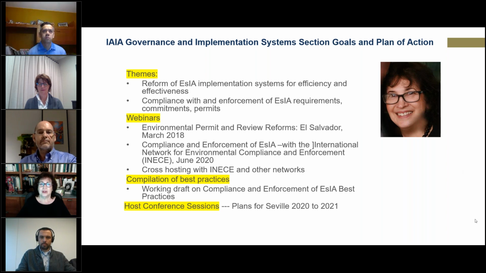Compliance and enforcement also is a session topic that will be addressed in the IAIA 2021 conference in Seville. That session will be moderated by Christian Perez, ECOS in Chile, and myself, so please submit papers on this topic. Some of you already have. Finally, we are preparing an IAIA best practices document on compliance and enforcement of ESIA.